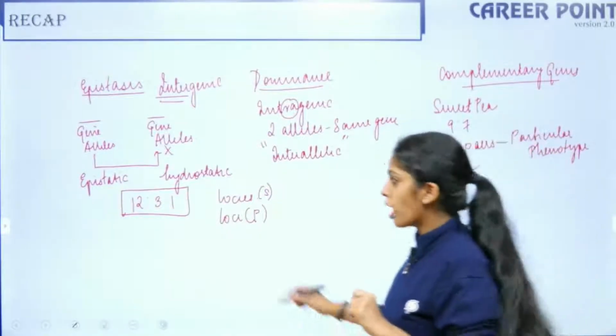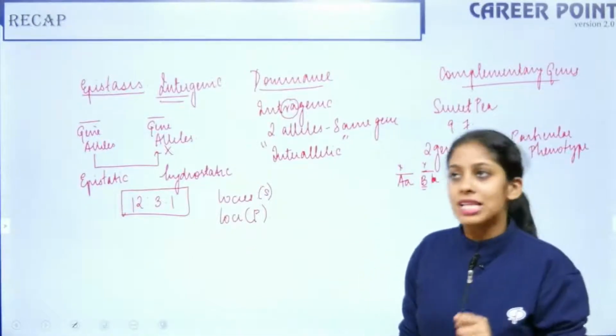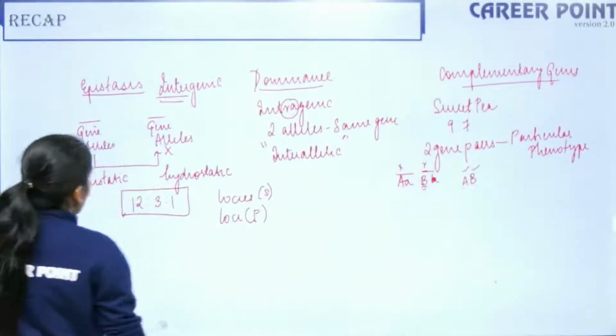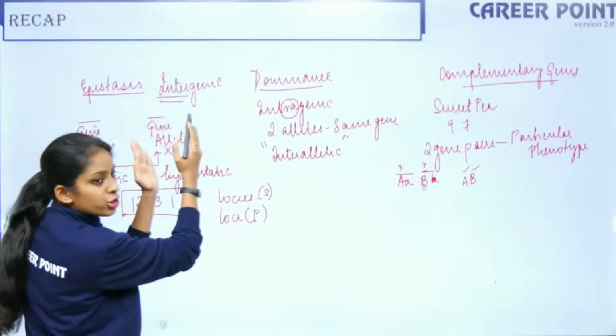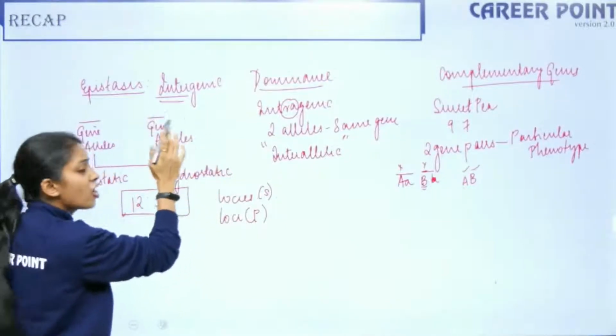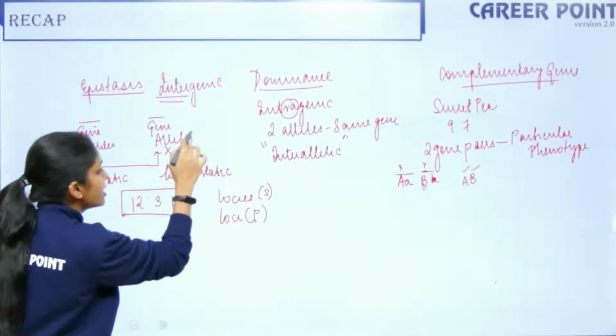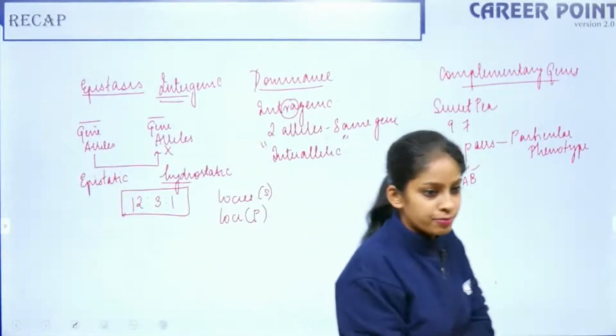Epistasis in squash fruit. Yes, you can say. Yes, that is also right. So in epistatic interaction, this gene masks the expression of this gene. Okay, so this is getting recessive. This is not getting expressed. So this is known as the hypostatic gene. Okay, Jyoti? Yes?